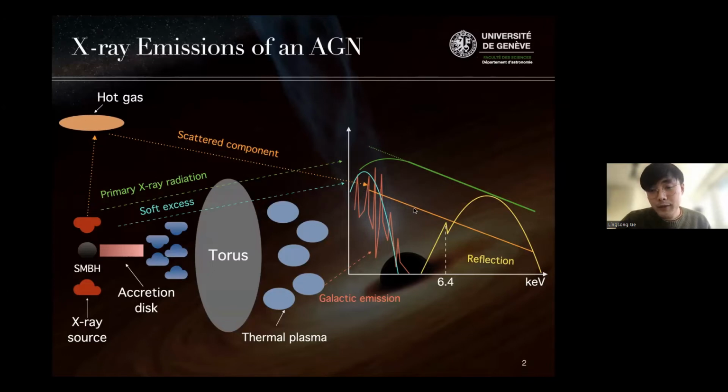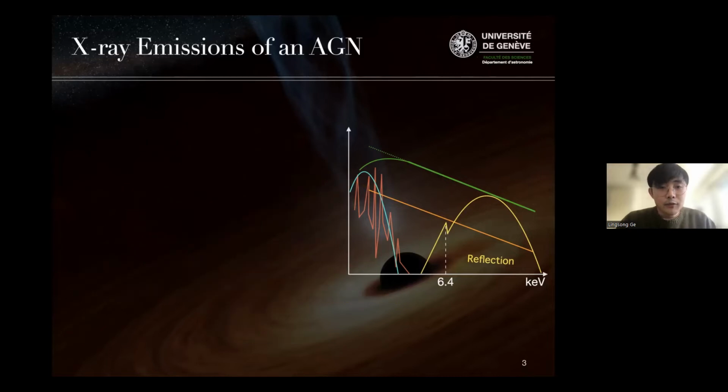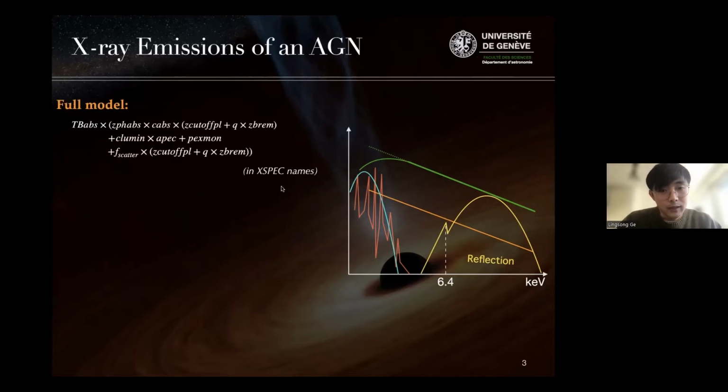This scattered component can be important when the primary power law is highly absorbed, because in the soft part it can usually bypass the absorbing material, so it would be dominant in the soft X-ray range around or below 2 keV. And you can also have some thermal emission from the host galaxy, shown like this. If you put all of these components together, you end up with a full model, which is rather complicated like this.